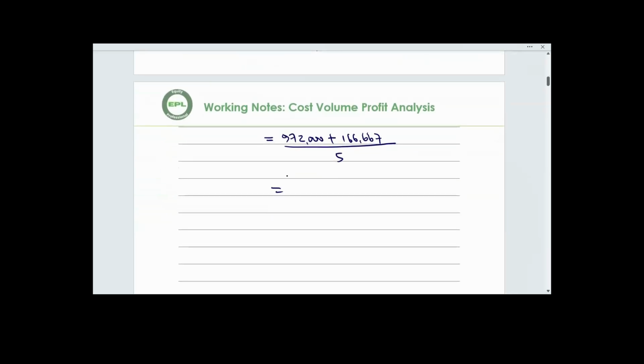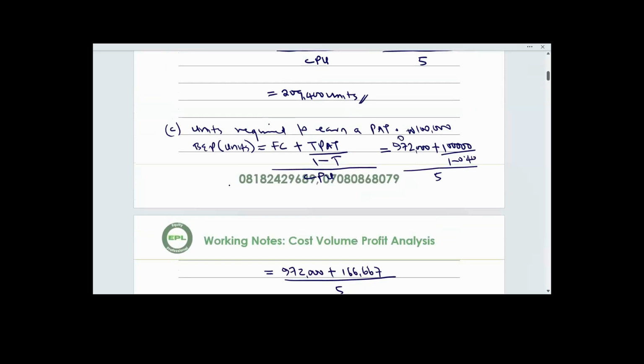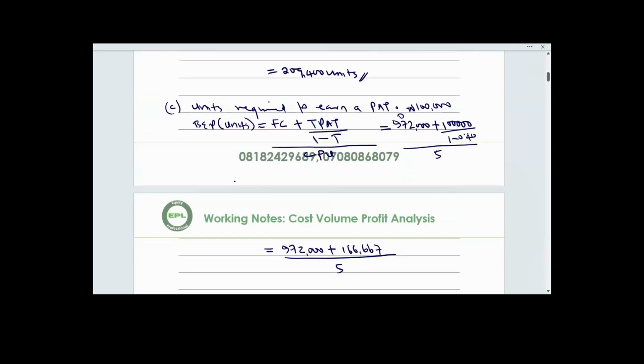Yes, final answer, 227,733.4. So 227,733 units. So that's the break-even points in units to achieve a targeted profit after tax of 100,000. That's how to calculate it.